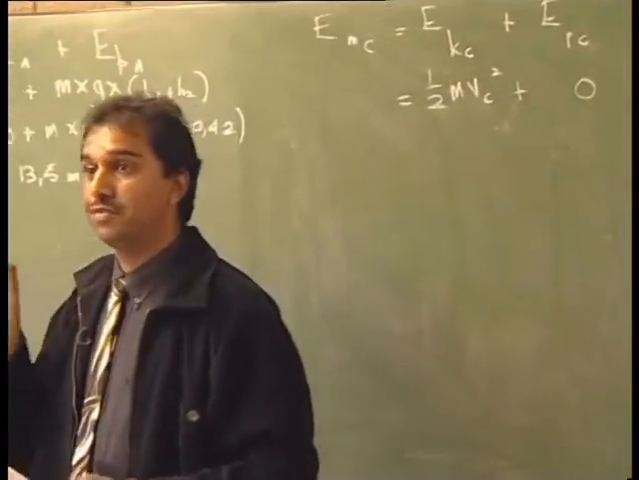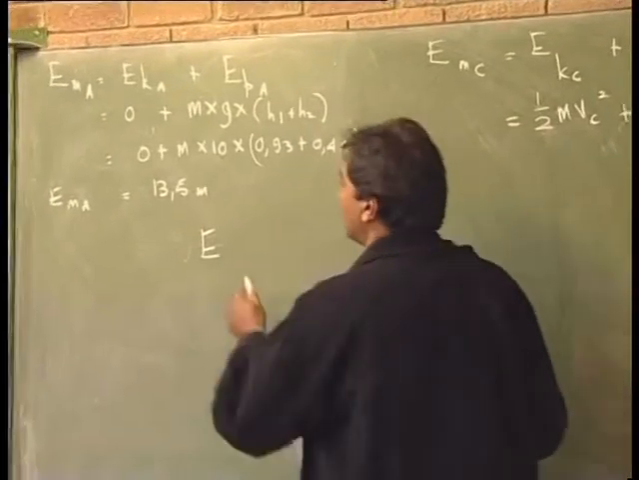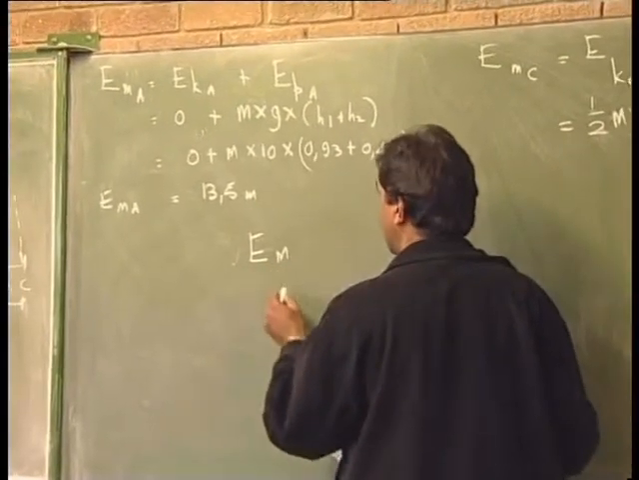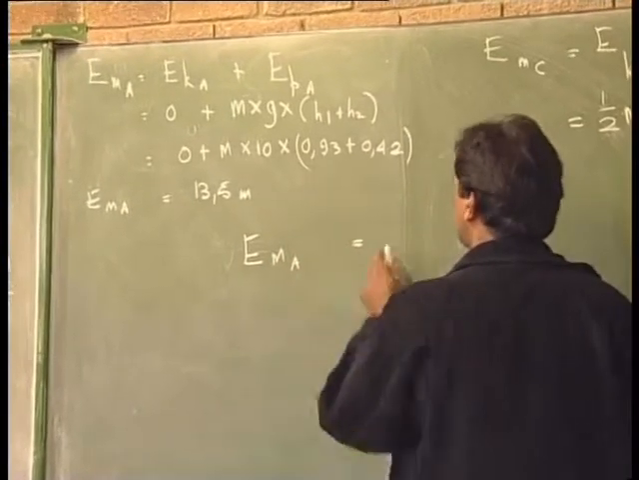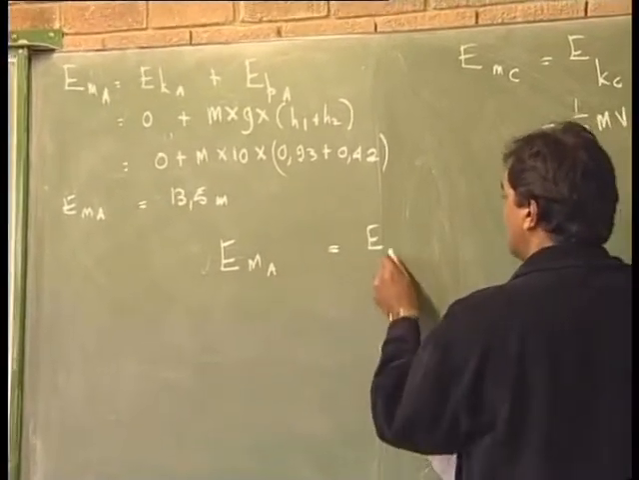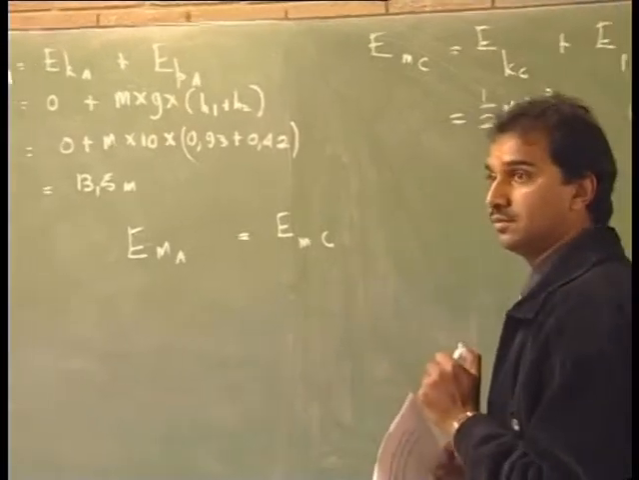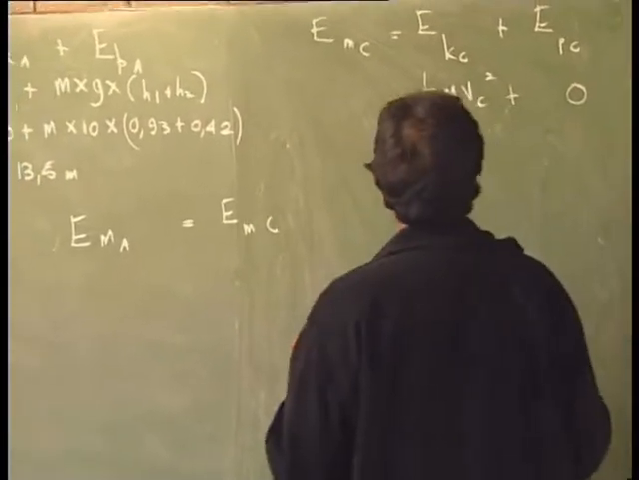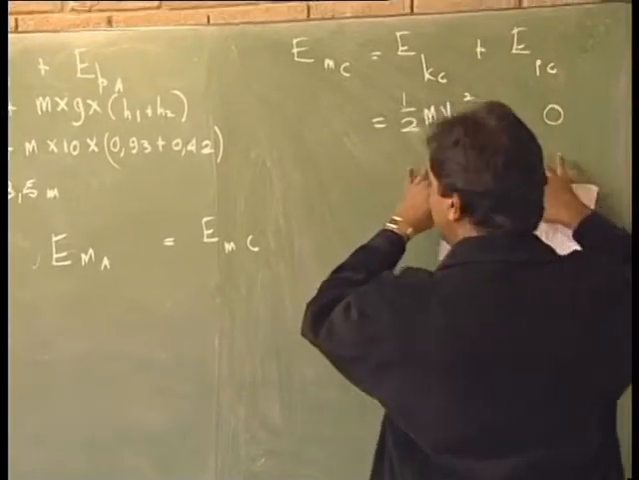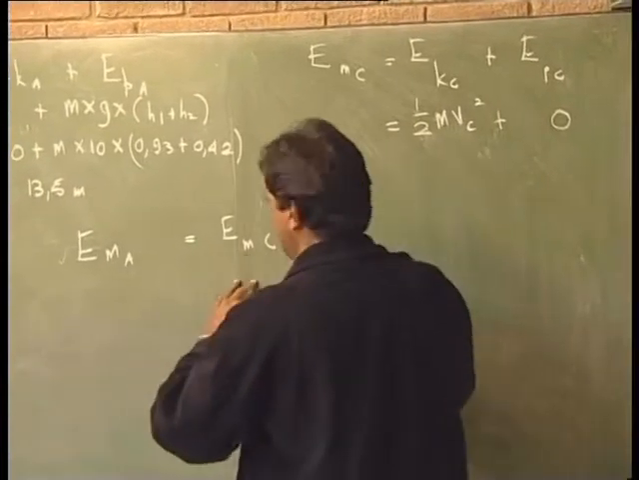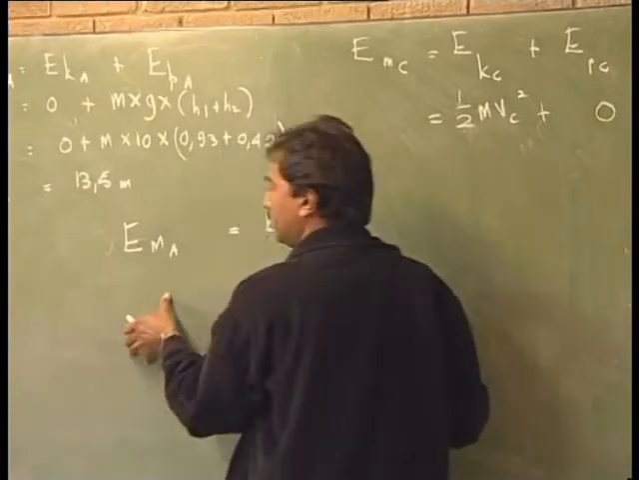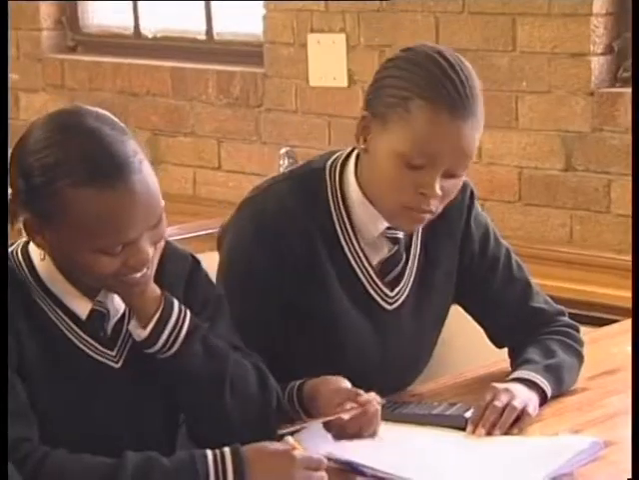Mr. Ismail will now remind the learners of the law of conservation of energy. Now we know, in terms of the law of conservation of energy, the mechanical energy at A is equal to the mechanical energy at C. That would mean whatever answer you get here, you will put it in here. And this answer, you will put it here, right? Let us go and substitute some values.